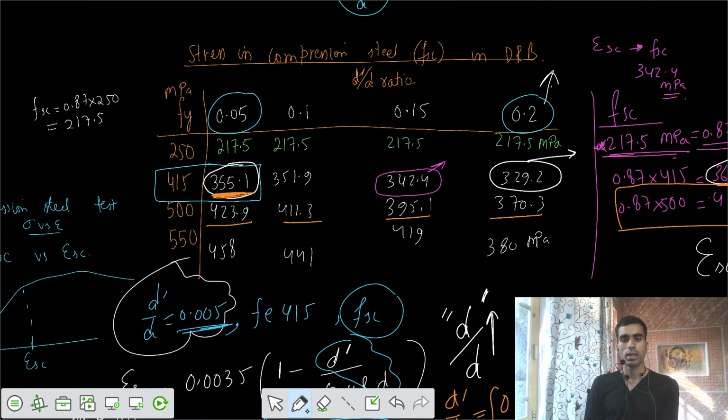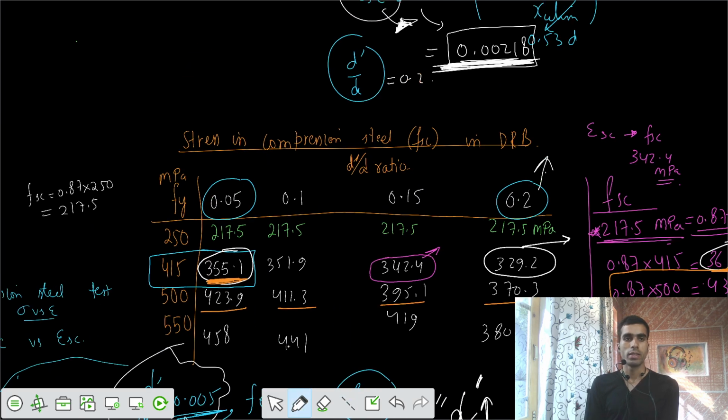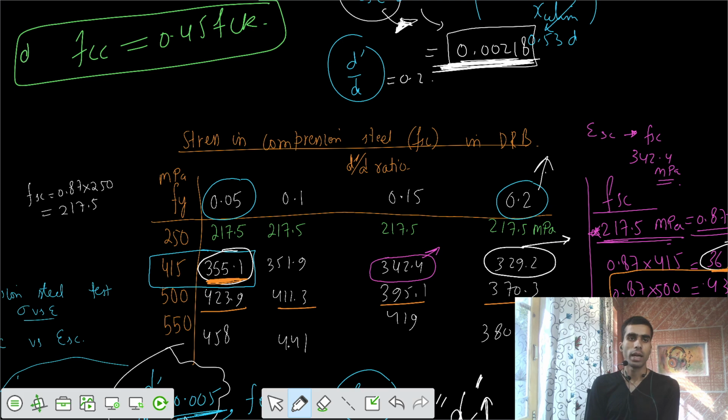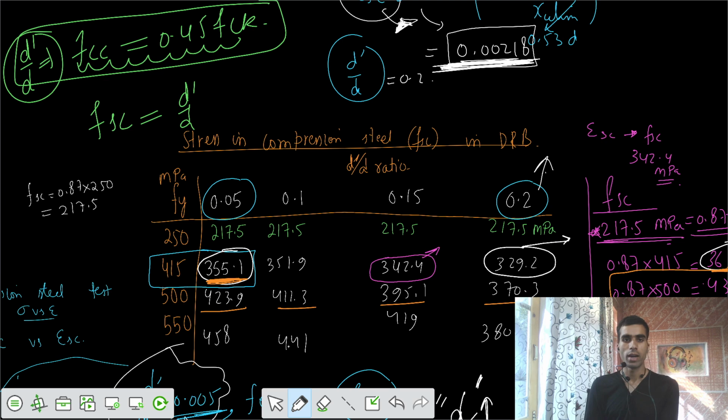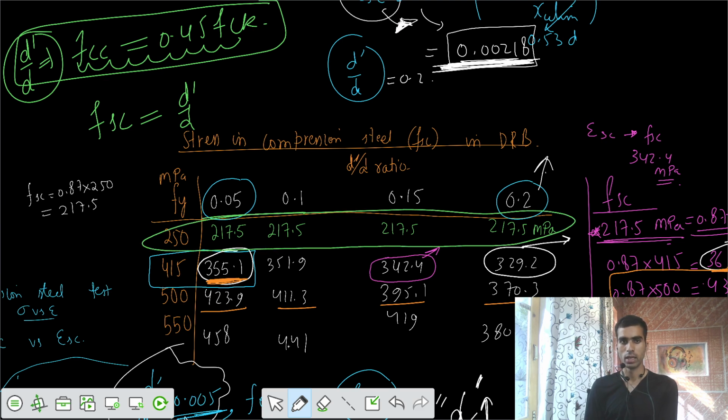So the crux is that the concern was to get the value of FCC. FCC was equal to 0.45 FCK, which we have concluded for the practical values of D dash by D in the particular range. And for the value of FSC, that was a function of D dash by D, and we have different values for different ratios. For mild steel, this is always a constant of 0.87 FY.